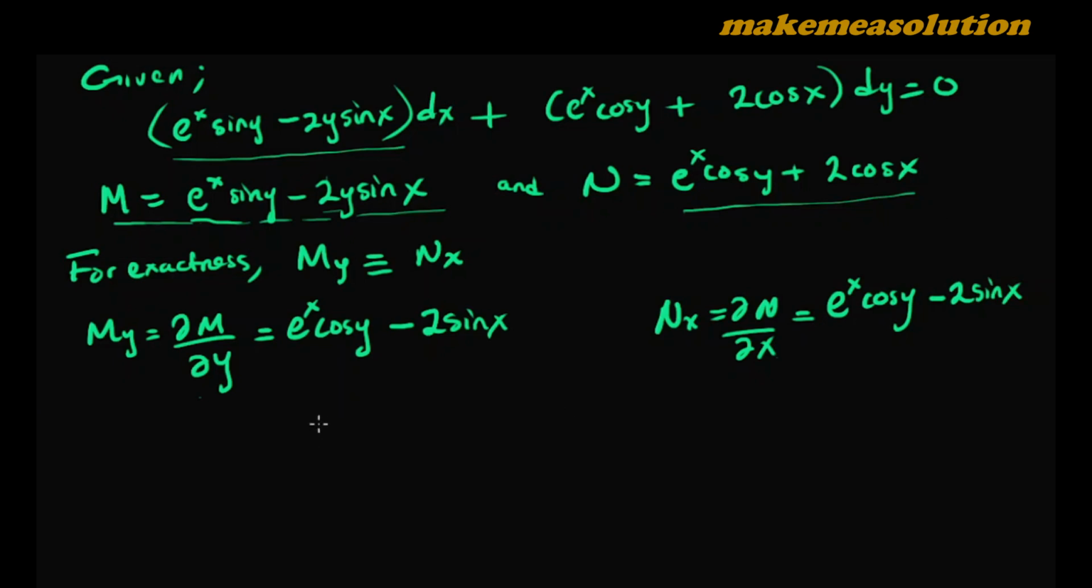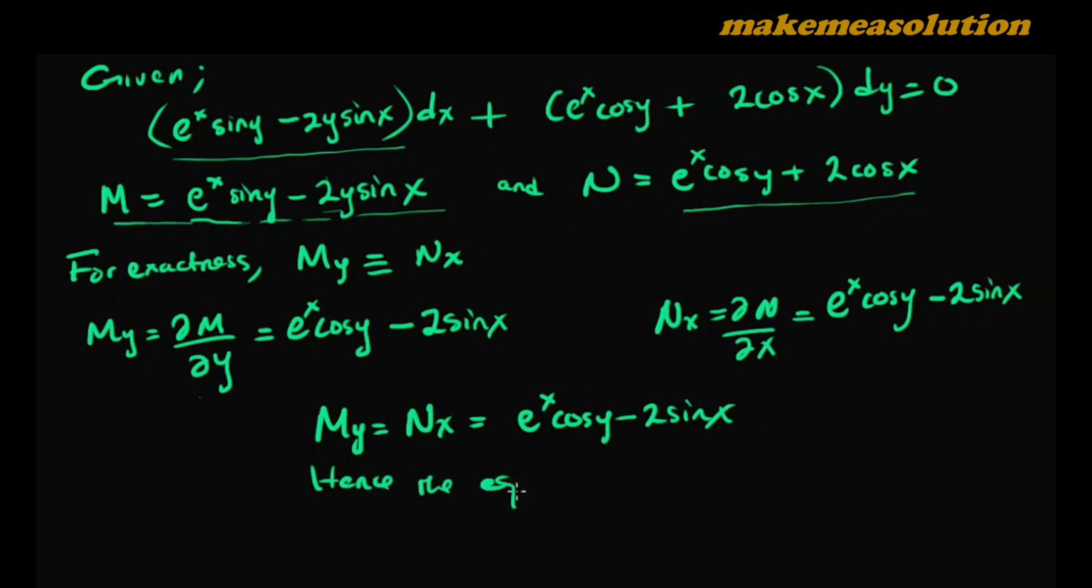So at the end of the day, we can now observe that M_y is equal to N_x, and they are both equal to exponential x cos y minus 2 sine x. Hence the equation, that's the differential equation, is exact.